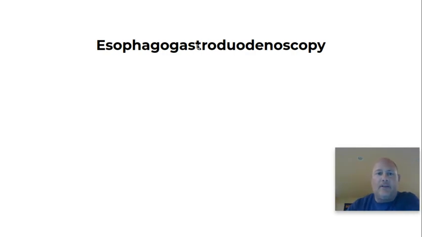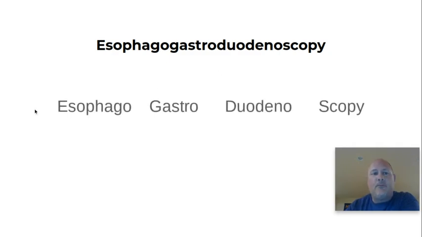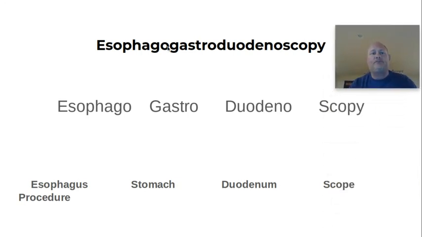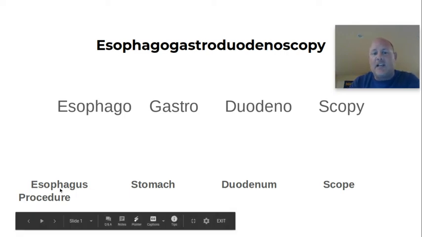When you see that on a doctor's report, it looks like a big invasive, terrible surgery. But when you break it down, esophago has to do with your esophagus, your throat. Gastro means stomach. Duodeno, just after your stomach in your intestines is called the duodenum. And scopy means scope or camera. Okay, so when you break this thing down as far as it can go, literally, esophagogastroduodenoscopy means esophagus, stomach, duodenum, and scope procedure.